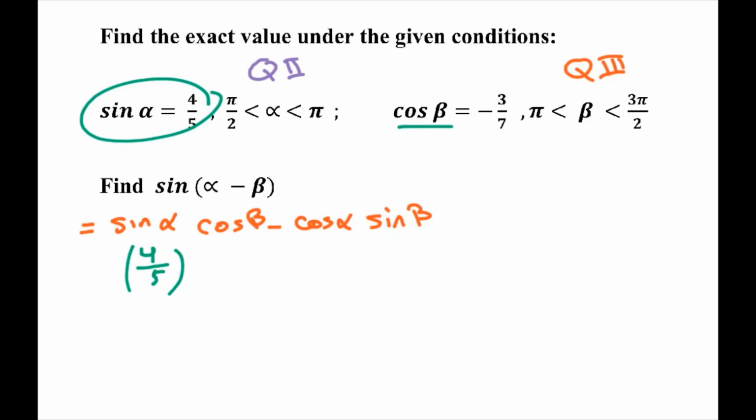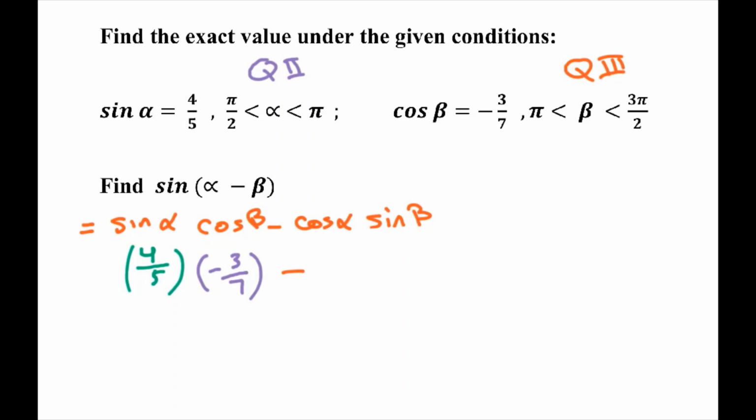They gave me cosine beta, which is negative 3 over 7. So now, minus, I don't have cosine alpha or sine beta. We need to find them. We need to calculate these two. So in order to calculate it, let's think about first this one.